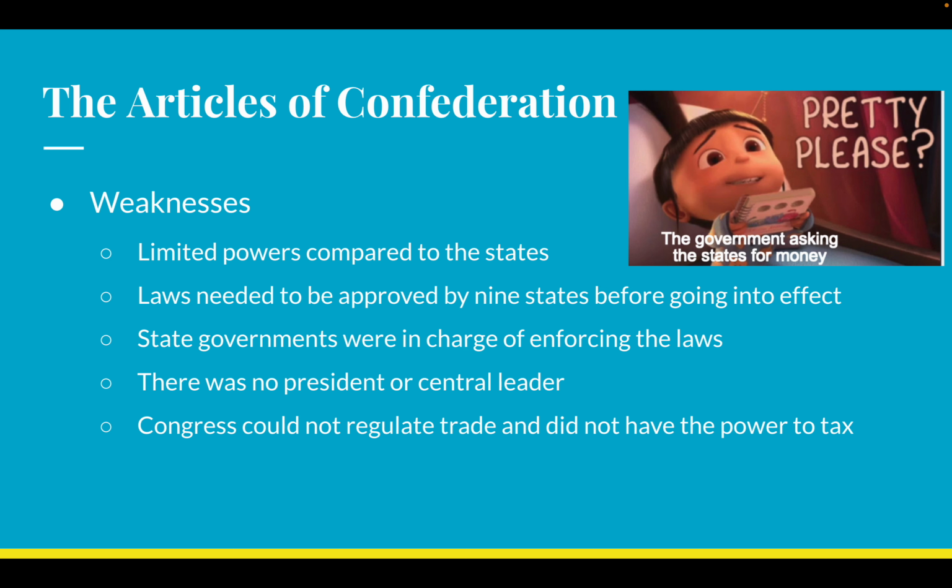Additionally, Congress does not have the power to regulate trade or have the power to tax, meaning if the government needs money, well, they have to ask nicely. And I don't know about you guys, but if somebody asks to borrow money from you, you're probably not going to be super down to do that unless you really like them and you really trust them. Imagine if the state of California sent some people and they knocked on your door and said, hey, please, can you give us some money so we can run the government? You're probably going to say no.